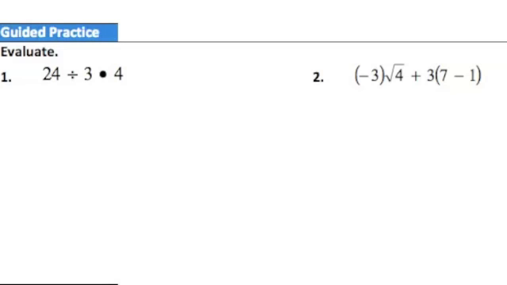Now it's time to check your understanding of using the order of operations to evaluate an expression. Pause your video player and answer these 2 guided practice questions. When you're done answering these questions, hit play to see how you did.